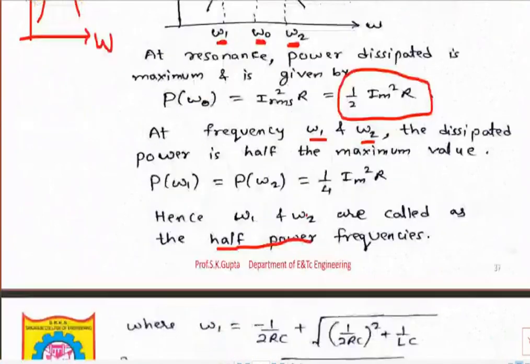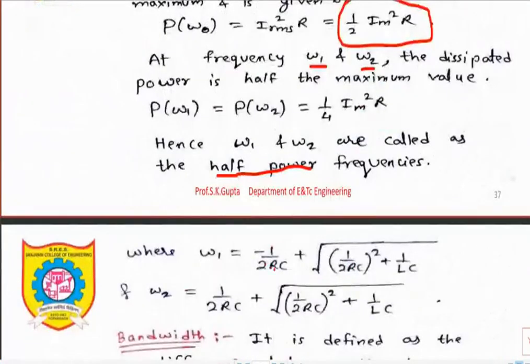Then omega 1 value is given by minus 1 upon 2RC plus under root (1 upon 2RC) square plus 1 by LC. And omega 2 value is 1 upon 2RC plus under root (1 upon 2RC) square plus 1 by LC. So here also second term is same, only there is change in the first term. So this omega 1 and omega 2 are coming from the derivation. So we will not go in detail about derivation. For the time being, you can just see the formula of omega 1 and omega 2.